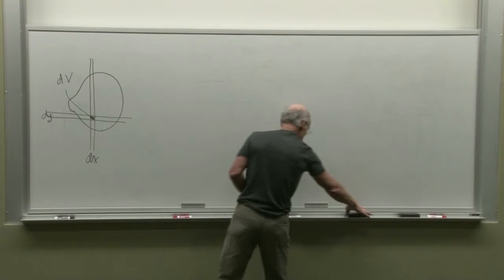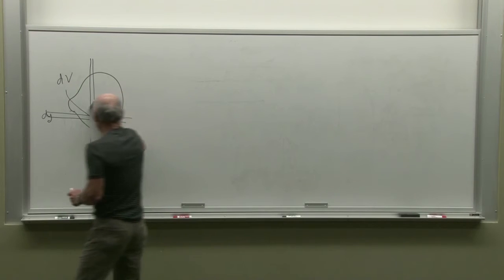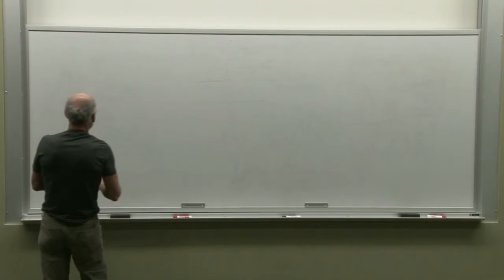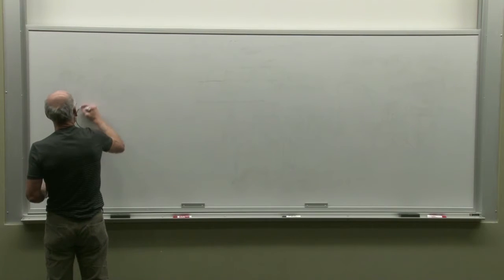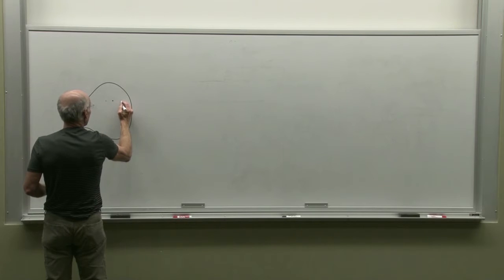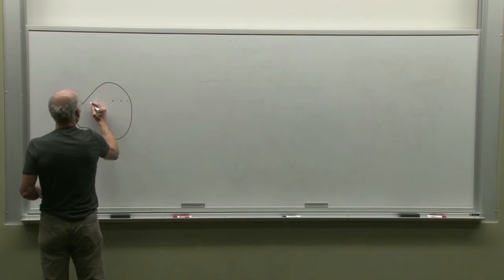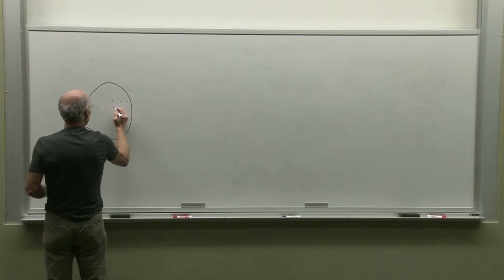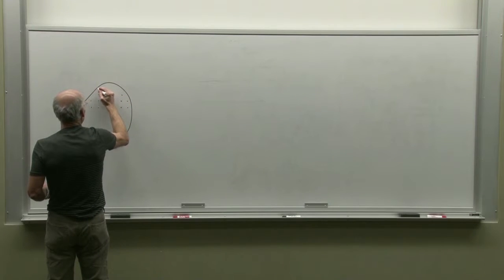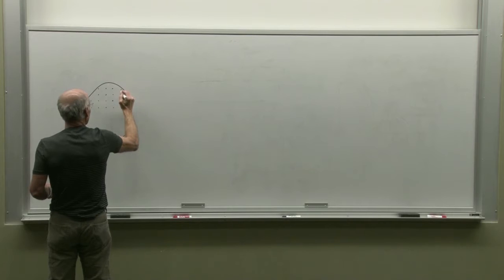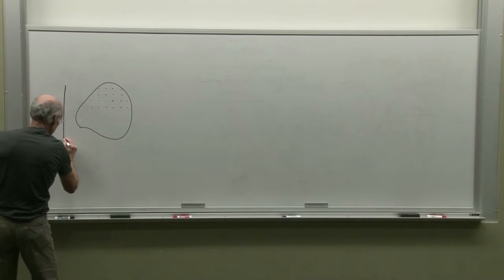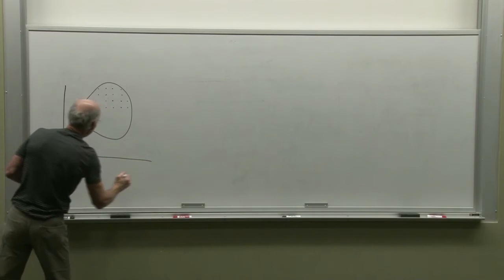I'm going to erase this right away and replace it with what I like to call a system of scatterers. So here we go again. I'll draw some arbitrarily shaped particle, and I'm going to put a bunch of point scatterers in there. I'm going to put them in uniformly. I'm not going to draw them all. And you want to know why? Because there are an infinite number of them. We'd be here all day. And put in a coordinate system like so.